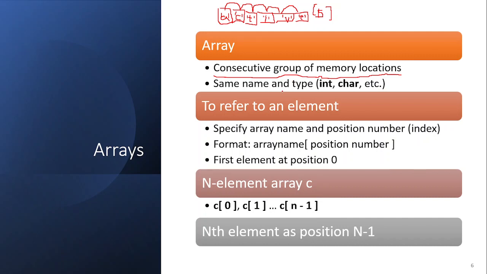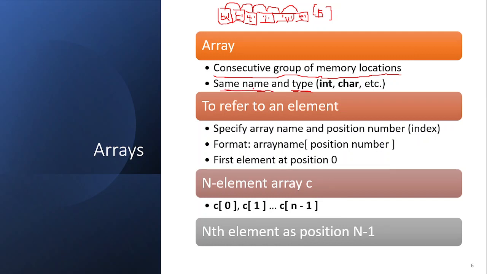Now for an array, they have the same type. Okay, all the elements in an array must have the same type. If this is an array of characters, all these boxes will be allowed to store characters only. So we can have an array of integers, then all these memory locations will be storing integers only. Then we can have an array of characters or floats or doubles. Okay, so the elements stored inside an array have the same name and the same type.